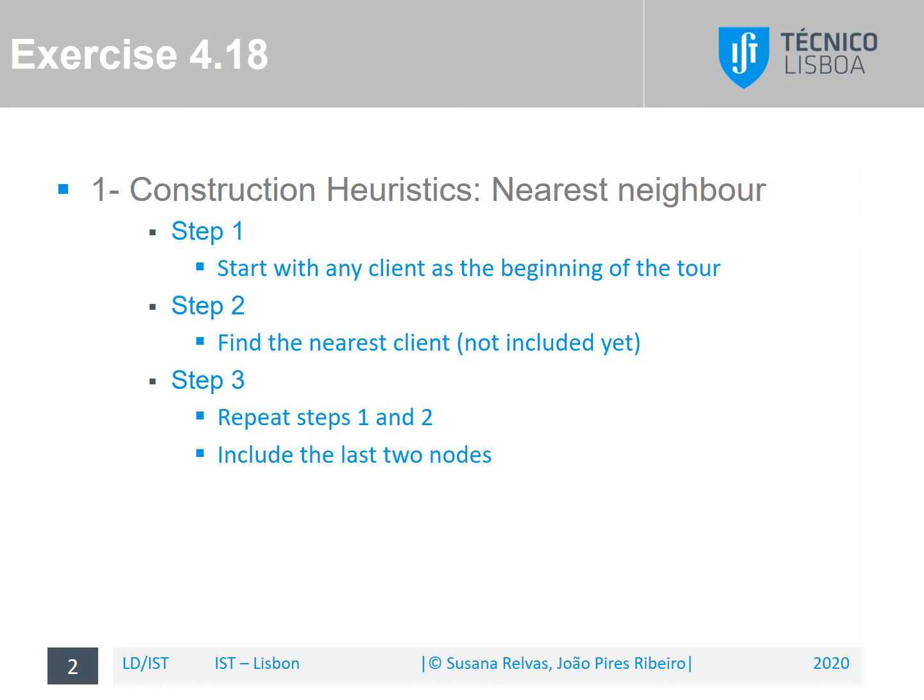So, we'll begin with exercise 418, and this time we'll use the nearest neighbor heuristic. The nearest neighbor heuristic has three steps that you will repeat until a solution is found. First, you define the beginning of the tour, and then find the nearest client. The third step is to repeat this process until a solution is found.